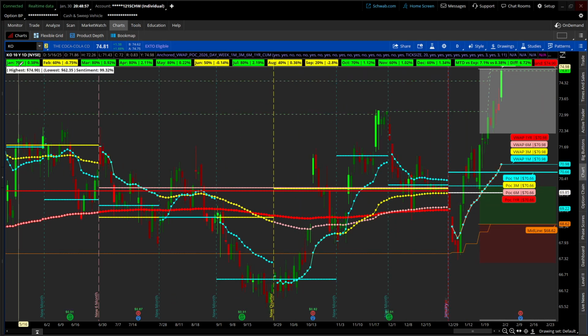So 70% of the time, Coke is up in the month of January. So cool. And so month to date, Coke is up 7.1% versus its usual 0.38% for the month of January. And that's the difference of 6.72%. And the 52-week high is 74.90, and the 52-week low is 62. And the sentiment is at 100%.